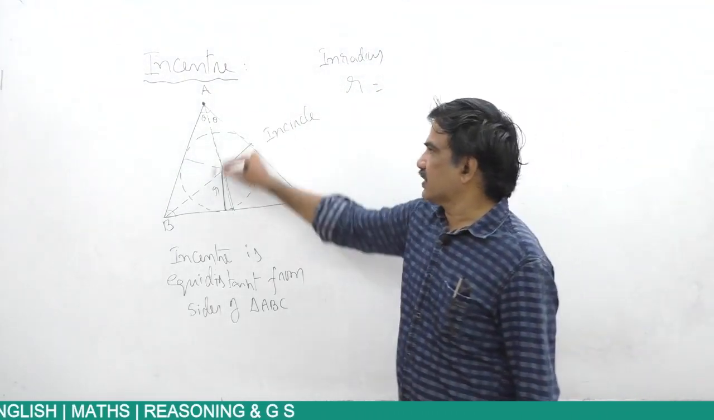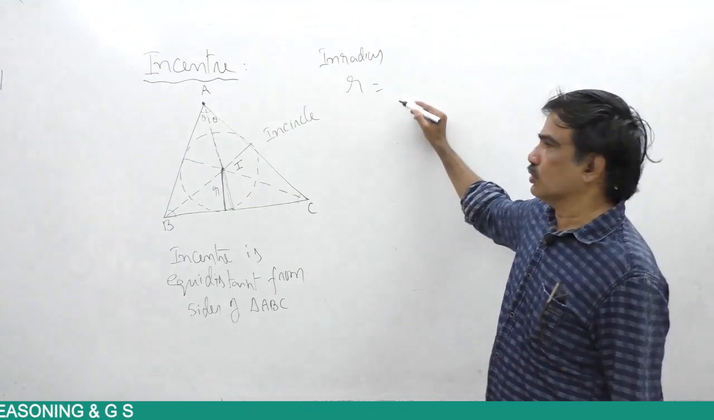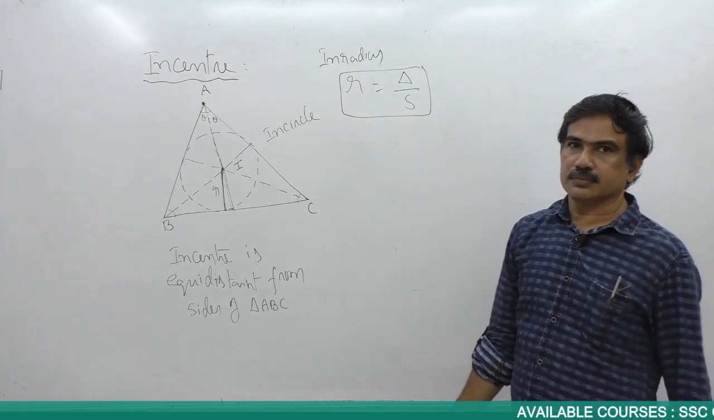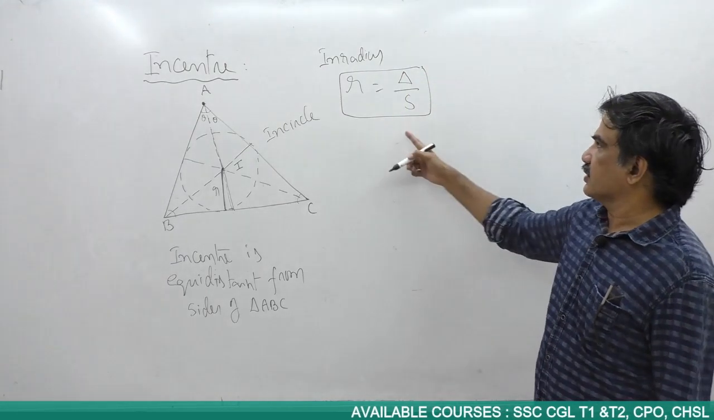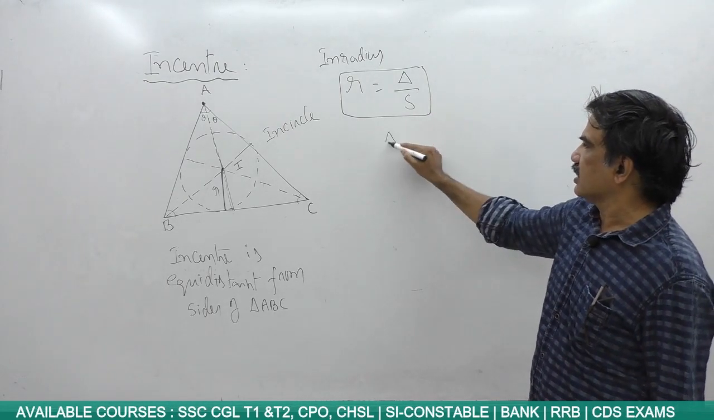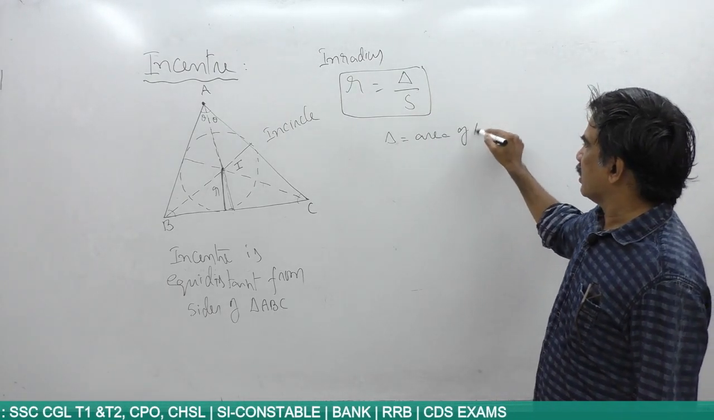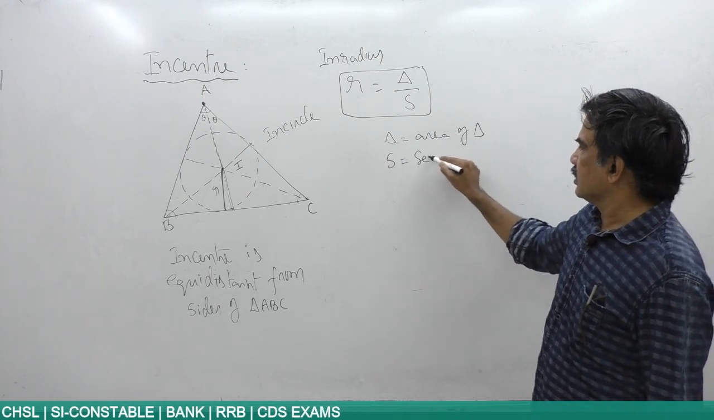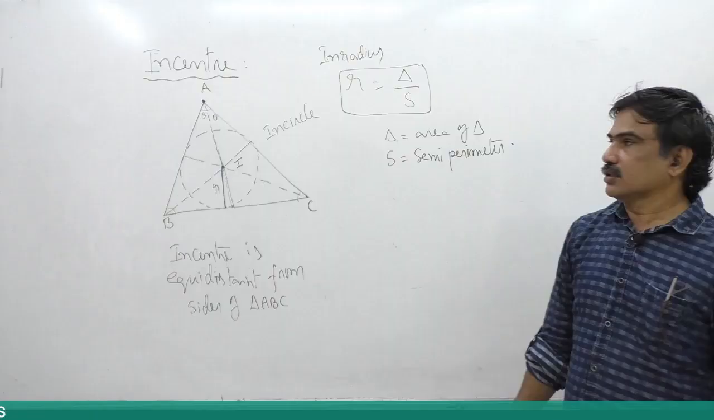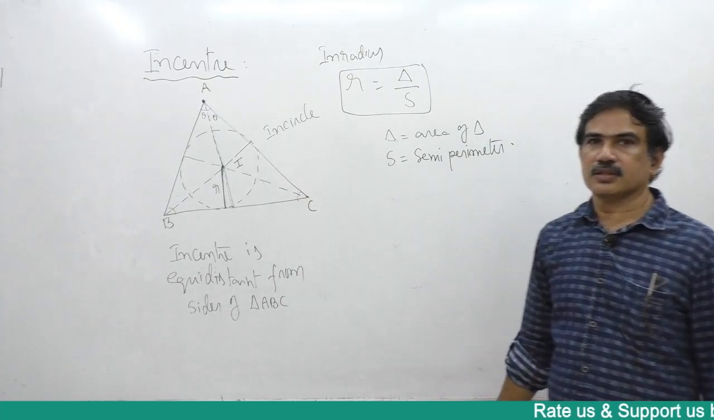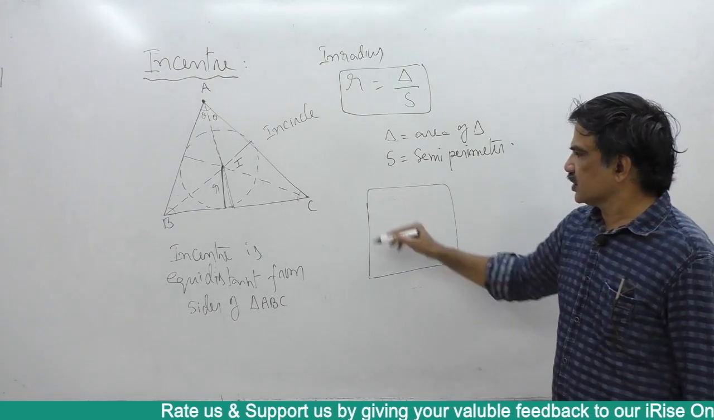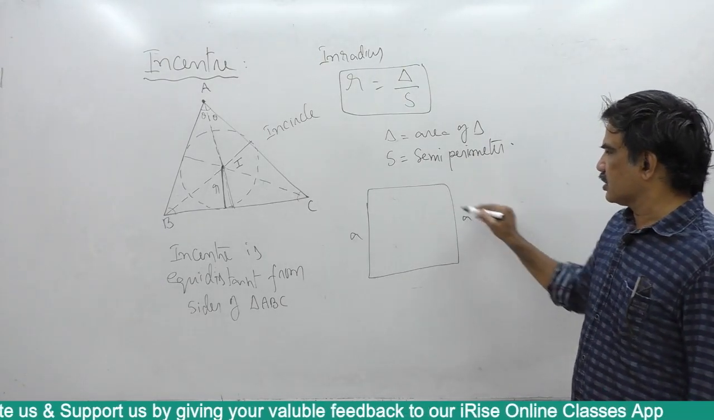The inradius of a scalene triangle is r equals delta by S. This is the formula, where delta is the area of the triangle and S is the semi perimeter. Not only in this case, if you consider a square also, for example, each side is a, a, a, a.